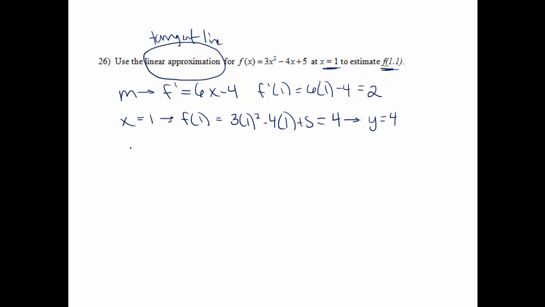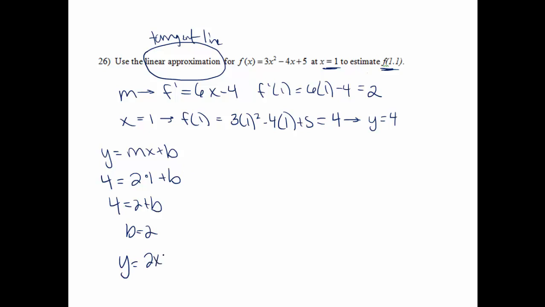All right, so then from here we're going to go ahead and make our line. There are two different ways you could do this. I'm going to do both so you can see each way works just fine. First, I'll use my y equals mx plus b method. If I plug in 4 as my y, 2 as my slope, and 1 as my x value, I get 4 equals 2 plus b, so b will equal 2. And so my equation is y equals 2x plus 2.